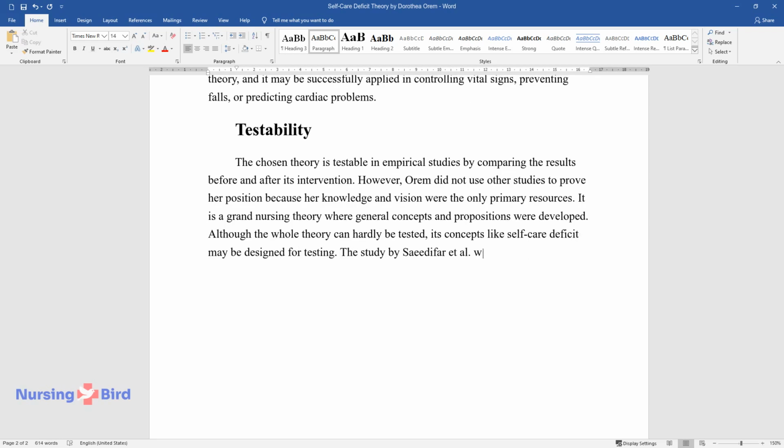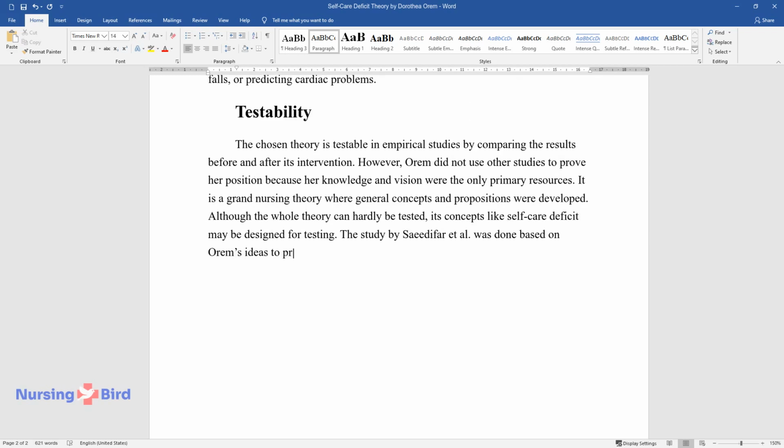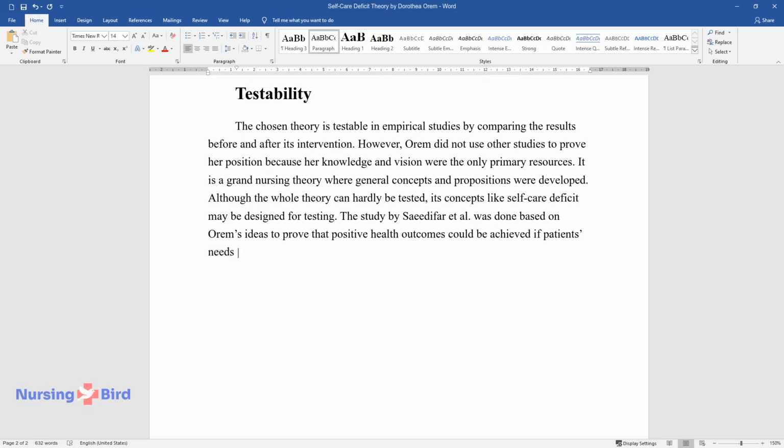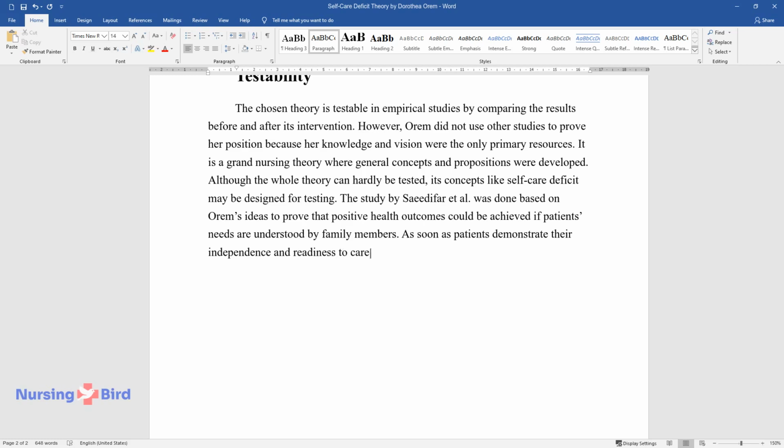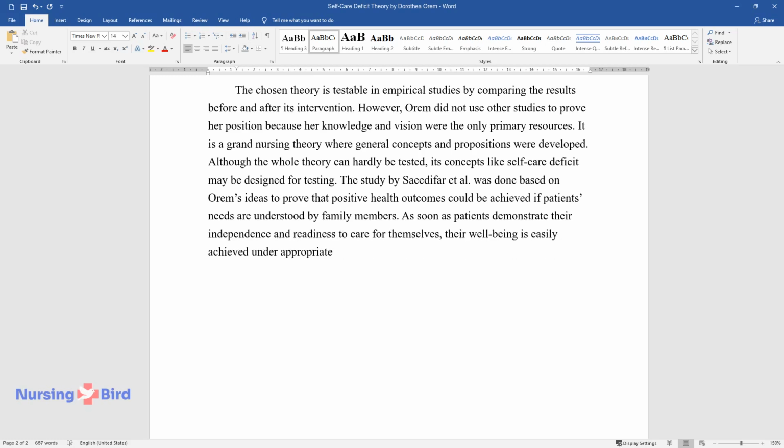The study by Saeedifar and others was done based on Orem's ideas to prove that positive health outcomes could be achieved if patients' needs are understood by family members. As soon as patients demonstrate their independence and readiness to care for themselves, their well-being is easily achieved under appropriate nursing control.